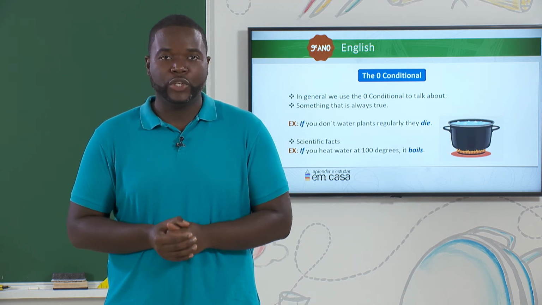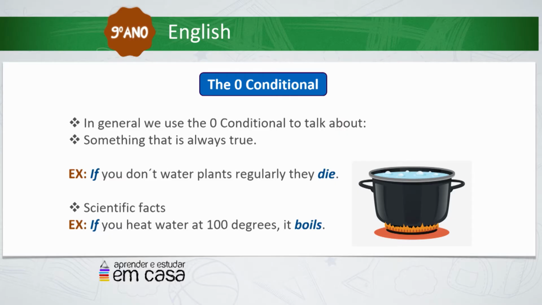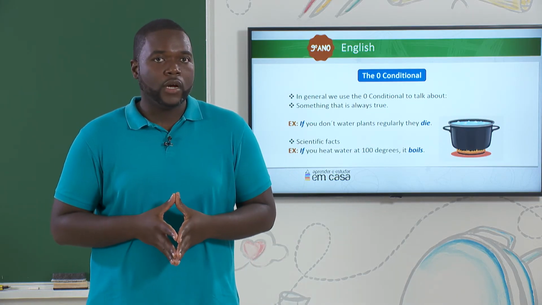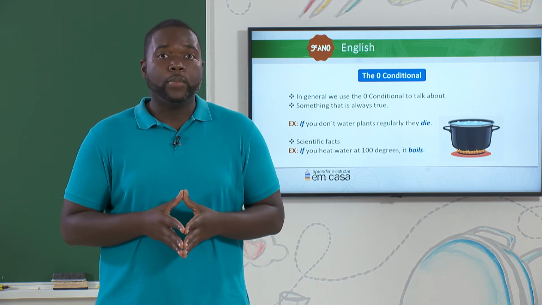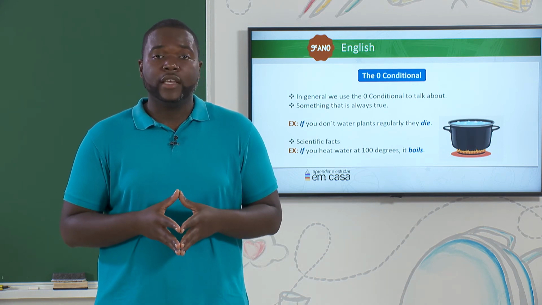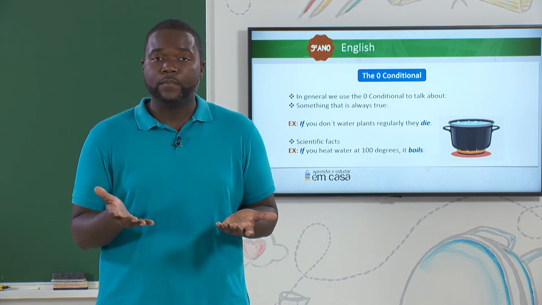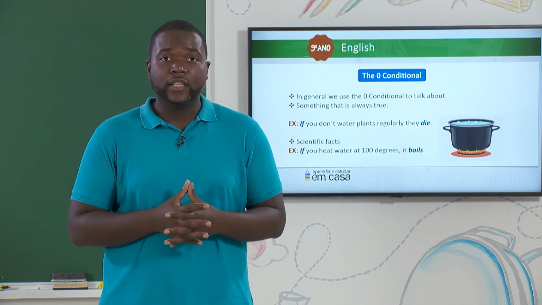Let's start with the zero conditional. Let's go. Now, the zero conditional is generally used when we talk about something that is always true. For example, if you don't water plants regularly, they die. Yes, students, we usually use the zero conditional when we talk about something that is always true. Now, plants are living beings, and they need water to survive. If you don't water the plants, what is going to happen? Very well, they are going to die, all right? Let's continue.